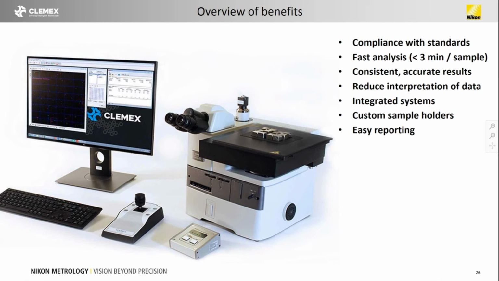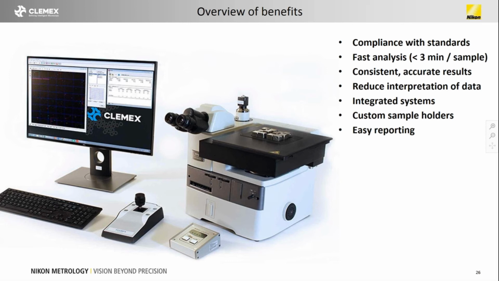So the advantage of using an automated inclusion rating system and the Clemex CIR system is that we comply with many standards. As we saw, we just looked at ASTM and ISO. We have fast analysis, so it takes less than 3 minutes for an ISO standard to be analyzed. This is 200 square millimeter. We get consistent and accurate results because of the precision of an auto stage and our software, which in turn reduces the interpretation of data.